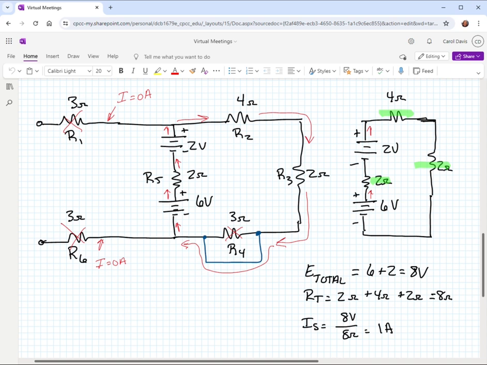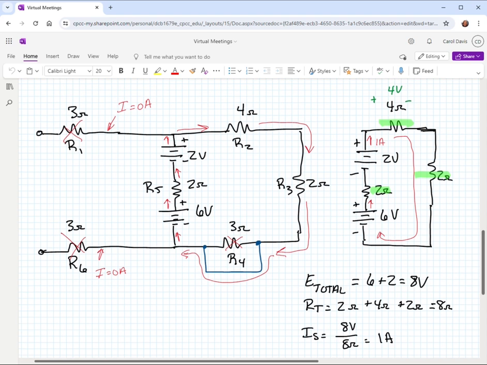Okay, 1 amp. So we've got 1 amp throughout here. And then I can find my voltage drops. So if I have 1 amp through the 4 ohm resistor, that's 1 times 4, which is 4 volts. And then I've got 1 amp of current through 2 ohms of resistance, so 2 volts here. And then I've got 1 amp through the 2 ohm resistor over here, so another 2 volts.